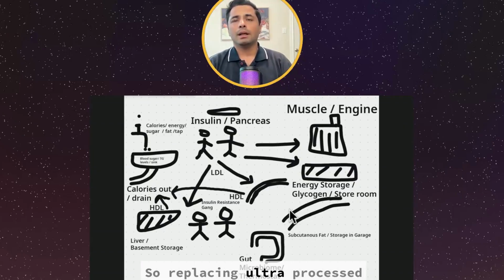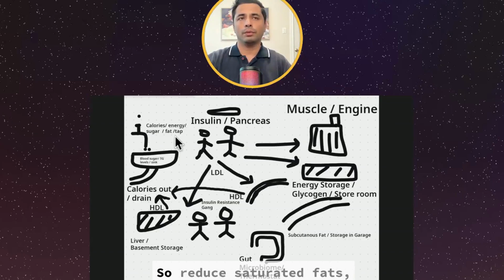So replacing ultra-processed foods with less processed foods and more whole foods helps this whole process. So reduce saturated fats, reduce refined sugars, increase whole foods, reduce ultra-processed foods, increase omega-3, increase exercise, increase your muscle mass, get into a calorific deficit. These are all the things you need to do to reduce triglycerides and increase HDL naturally.